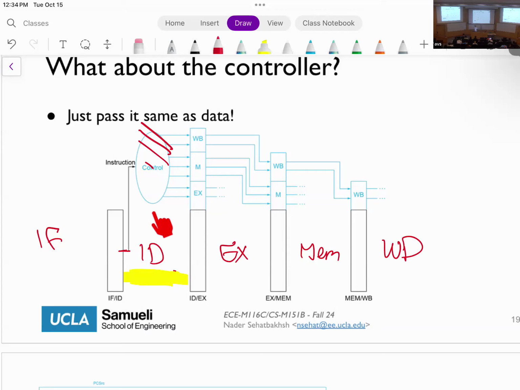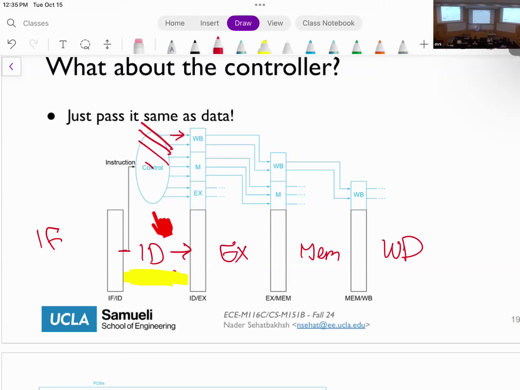But this is the trick that we're going to use. There are these various different controller signals, right? ALU, mem, read, write, all those things. What we are going to do is also pipeline these control signals along with data from the data path. So we're going to feed these control signals into my pipeline, and I'm going to use them.